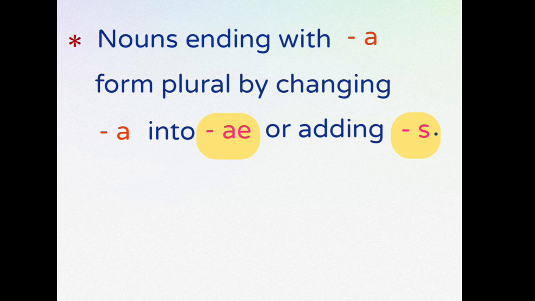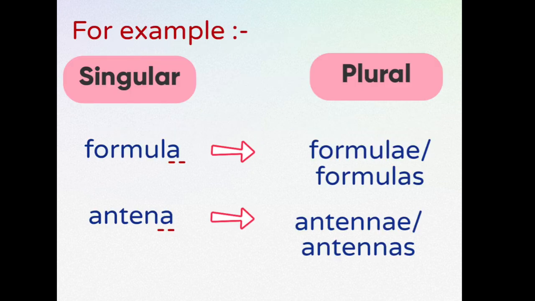Okay, moving further. Nouns ending with a form plural by changing a into ae or adding just s to it. So the examples are, for example, formula. It's ending in a. So either you'll add ae in place of a or just add s, making it formulas or formulae. Similarly, antenna will become antennae or antennas in its plural form.